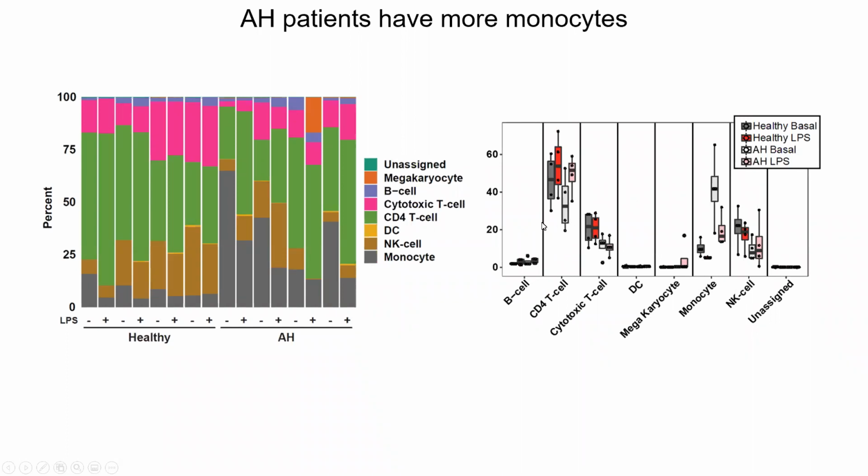We did observe what many other people have shown before, which is that in AH, there are just more monocytes. So in the healthy patients, we generally see an even distribution of cell types. So maybe less than 20% monocytes. B cells are in a tiny proportion. And then most of the cells that we were looking at are different kinds of T cells. But then in AH, we get this huge increase in monocytes. And here's another way to look at that. As a changing population, we see this huge increase in monocytes.